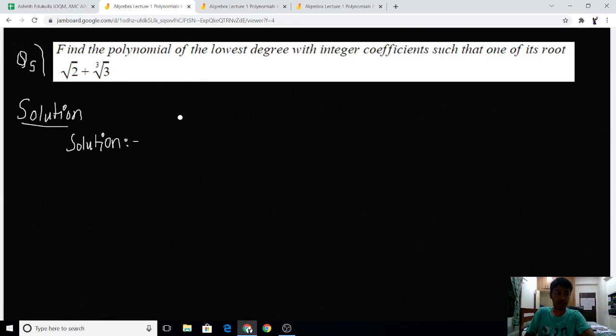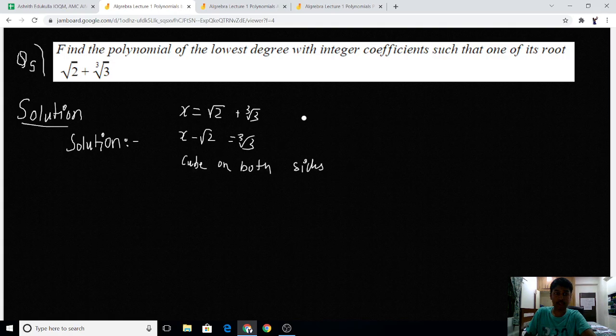I'm going to give a hint. Assume x equals root 2 plus cube root 3, so x minus root 2 equals cube root 3. Cube on both sides. And I'm going to give another hint: the degree of the polynomial will be 6 after solving it. After you cube it once, you have to square it again. So this is the hint, guys.